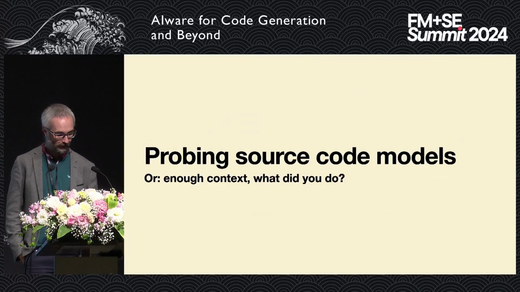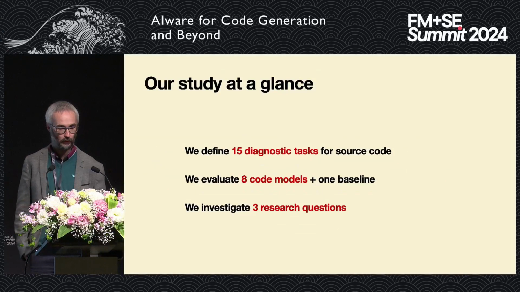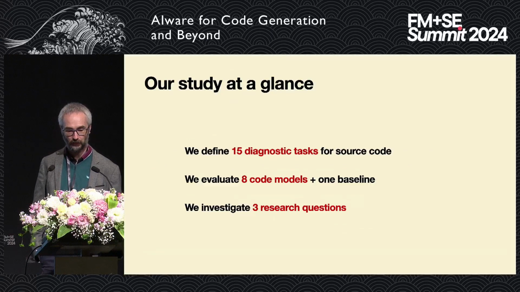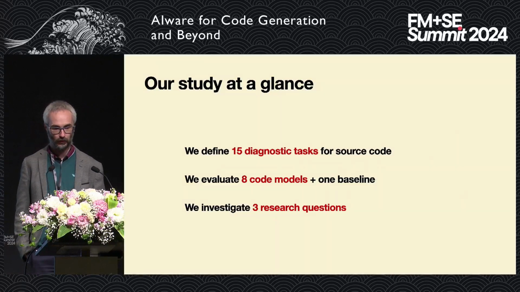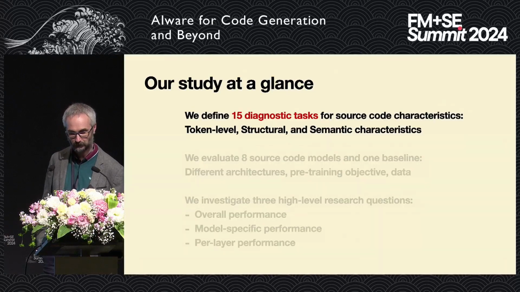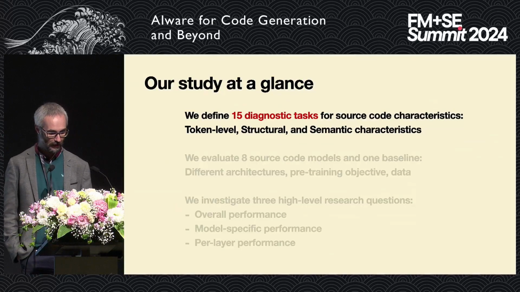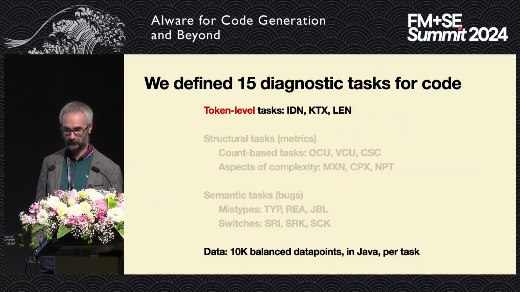So essentially what we did in this paper is we did that with source code models. We defined 15 diagnostic tasks representing source code characteristics. Actually we defined more, but then we cut down to 15. We evaluated 8 source code models plus 1 baseline and investigated 3 research questions on this. I won't go through the 15 diagnostic tasks. I will just give an example of the tasks in each category.